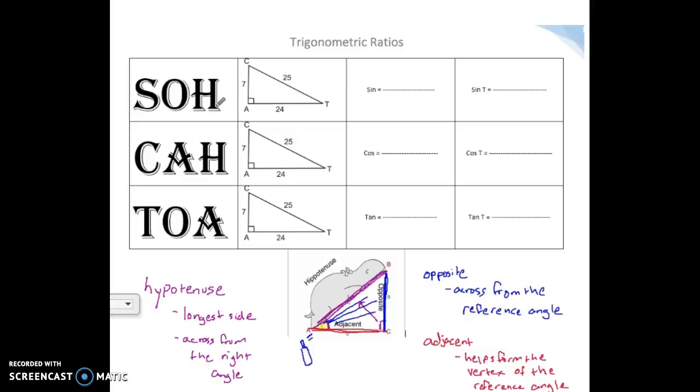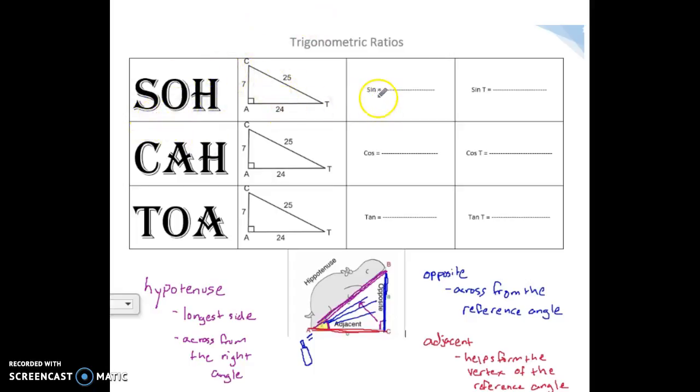Now, why do we do this? Why do we go through all that? Well, here's the thing. It's hard to remember which side goes with which when we're starting to make ratios. Remember, ratio is kind of a fancy word for a fraction that compares two things. And when we do trigonometric ratios, we are comparing side lengths.